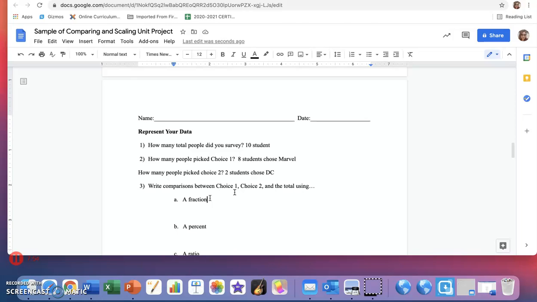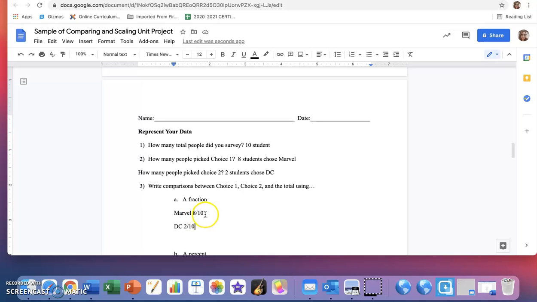DC. Now it says, write a comparison between choice 1, choice 2, and the total using. So if we look at this one, it says fractions. Okay, we are going to get marble. And there was 8 students out of all the 10 students that chose marble. Okay, but then for DC, we have 2 students out of the total 10 kids that chose DC.